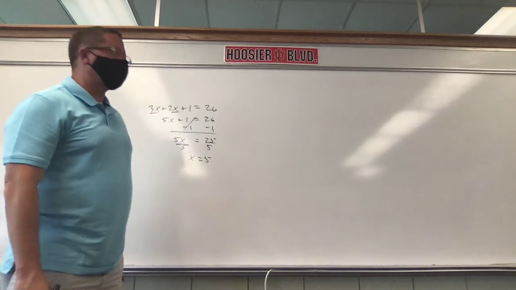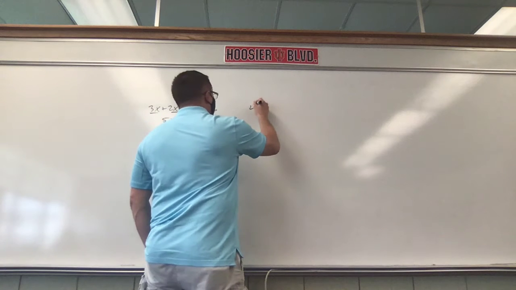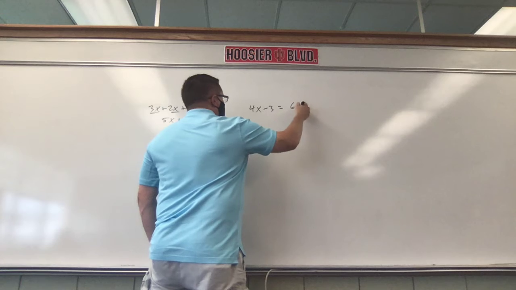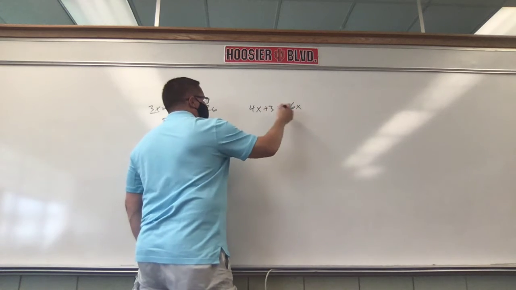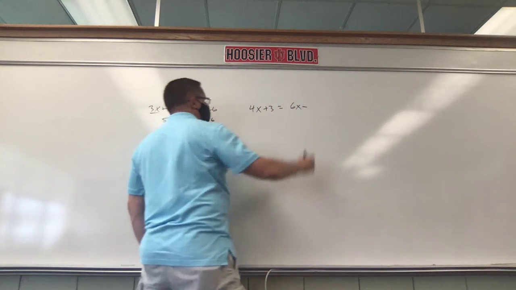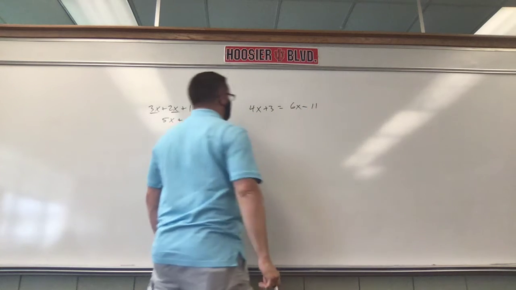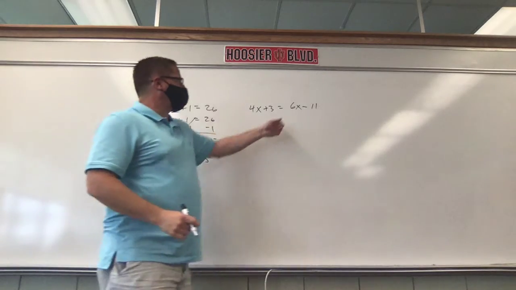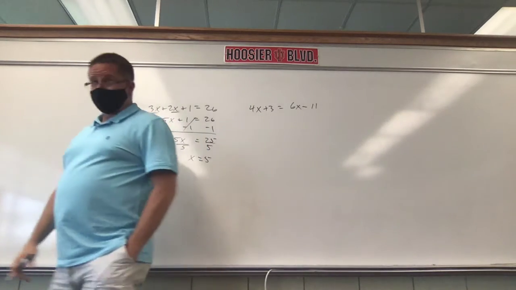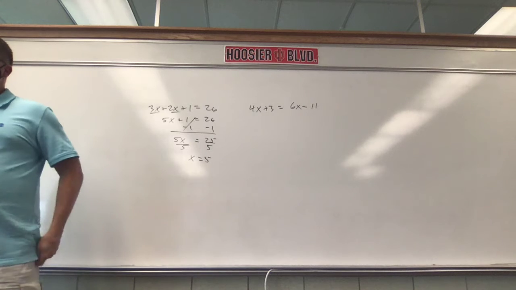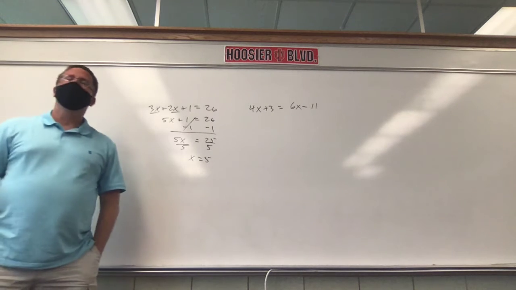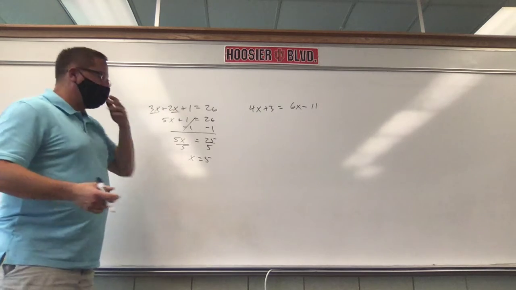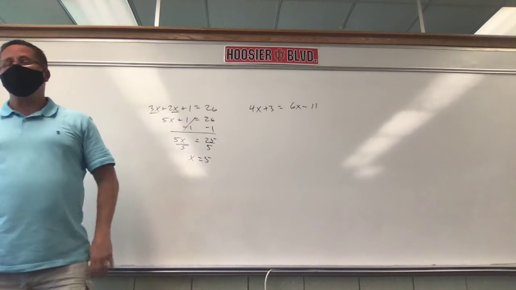Now, I want to make sure you guys understand. If I give you something like this, though, 4x plus 3 equals 6x minus 11. Now, I want to be very clear on this, okay? Are 4x and 6x like terms? Yes, they are. They both have x. Can I put them together? No. Why? Because they're on opposite sides. What separates the sides? The equal sign. Good. If they're on the same side, you can just put them together. If they're on different sides, you can't just put them together.